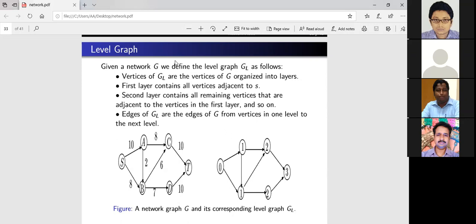Now, one question from my side is, what is the major application area of network flow? Of course, commodity flow. The biggest application is the flow of commodities.